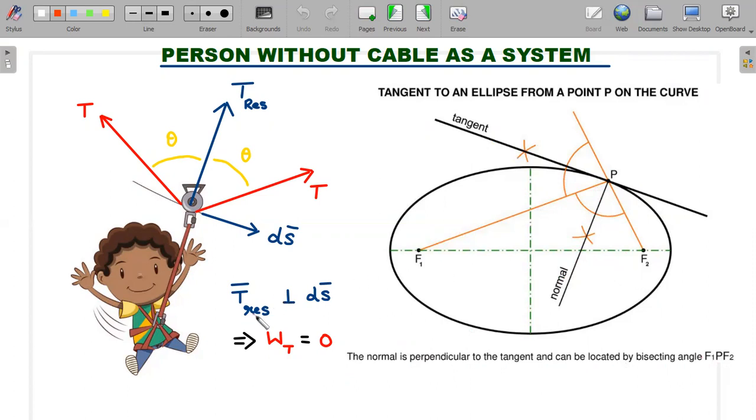And since last time the points of application didn't move, this time the points of application are moving, but the displacements of the points of application and the resultant tension force are normal to each other, and therefore again work done by tension is equal to zero.